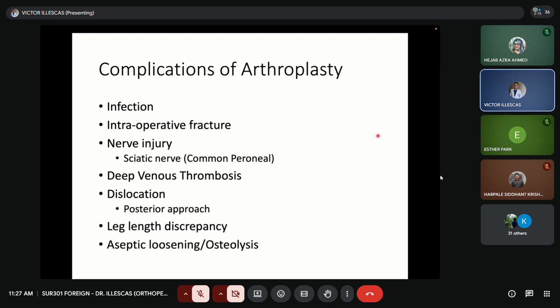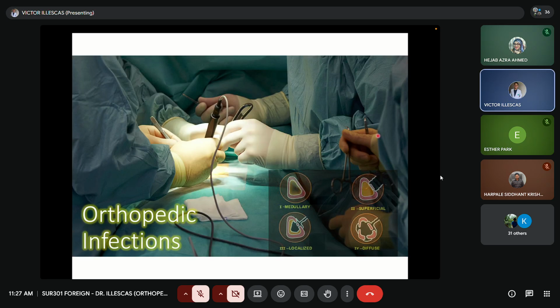Okay? As well as, there's still another, aseptic loosening. The loosening of the implant inside the bone may happen 10, 20, 30 years after the surgery. Whatever implant you place there, over time, that implant will loosen and will need another surgery to place another implant inside. Okay, let's proceed to infection.